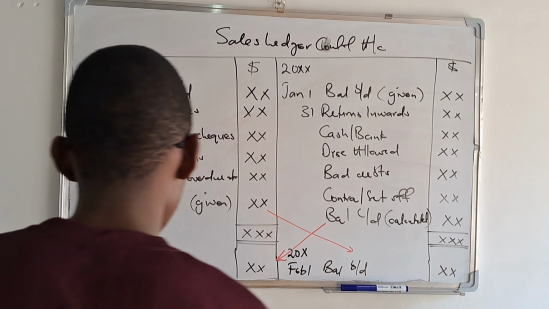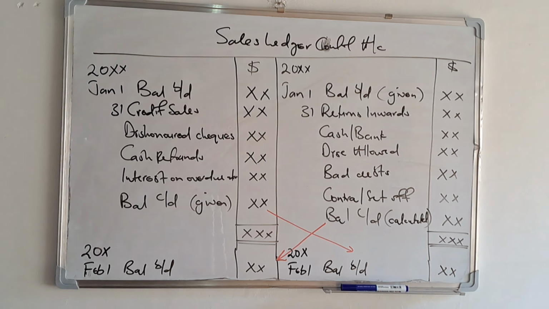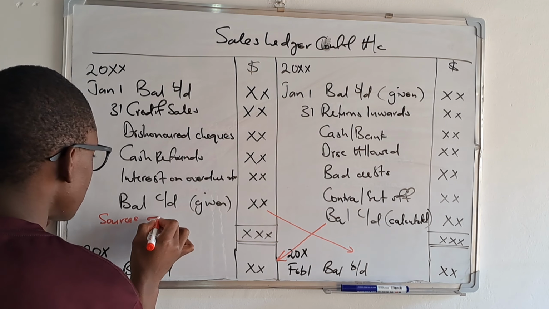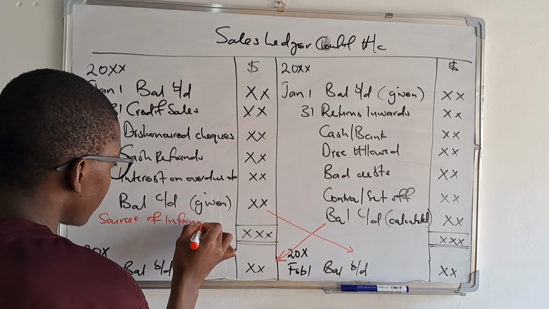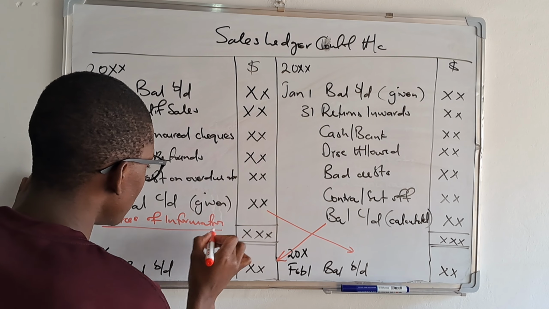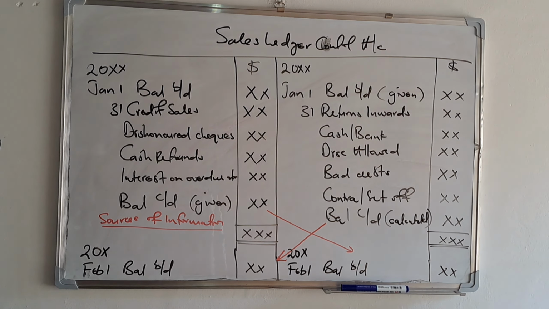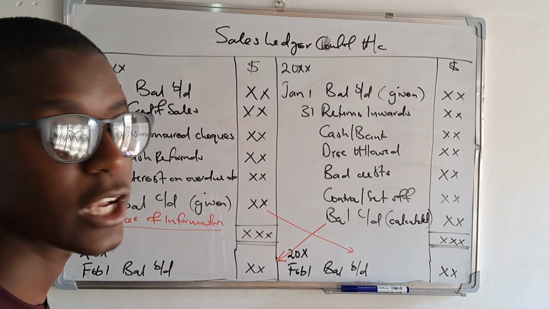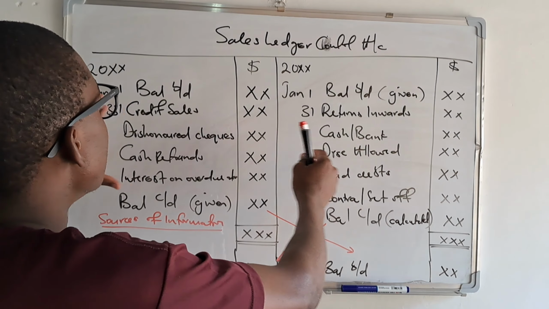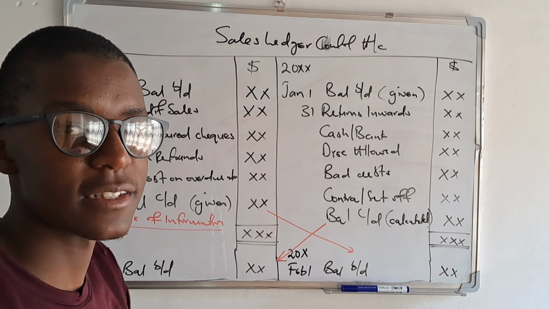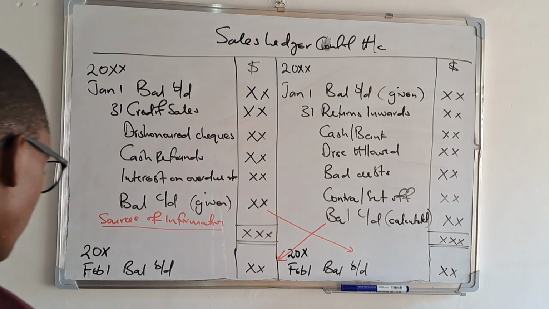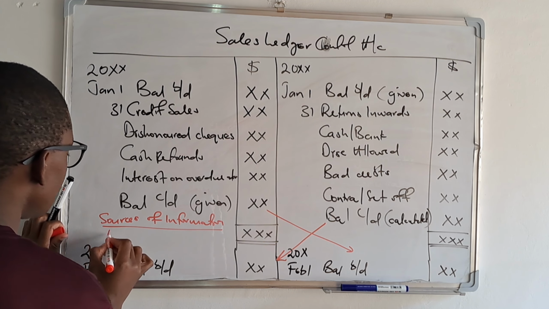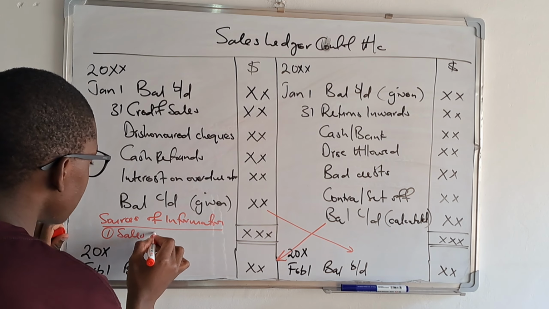But before I go any further, I want to take a look at the sources of information. I'm going to write them here. Sources of information. You might be asked to write down the sources of information of the sales ledger control account. In simple terms, they're just saying, where do you get all these items which we're recording in the sales ledger account? First and foremost, the first source of information is the sales day book.